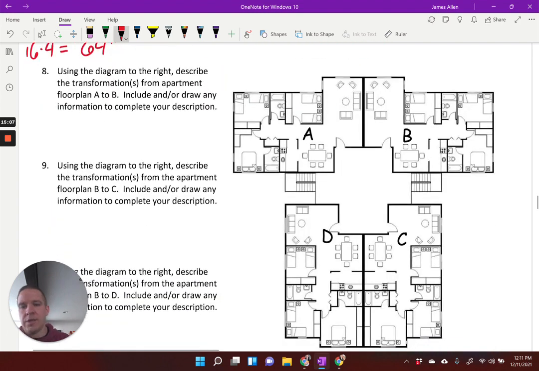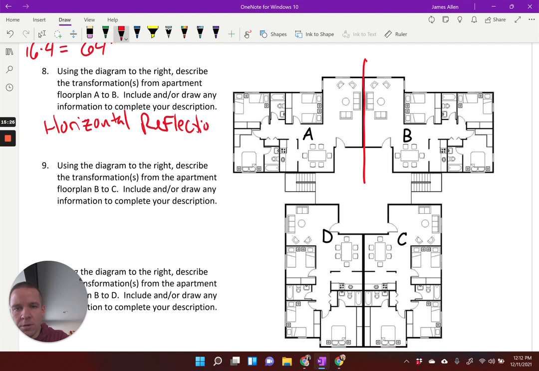Cool. Using the diagram to the right, describe the transformations from apartment A to B in that floor plan. Well, we are reflecting over that red line right there. So that's going to be a horizontal reflection. Or you can say reflection over the y-axis. Since we're not really on a graph here, I'm just going to say horizontal reflection. But reflect over the y-axis would be on a graph.